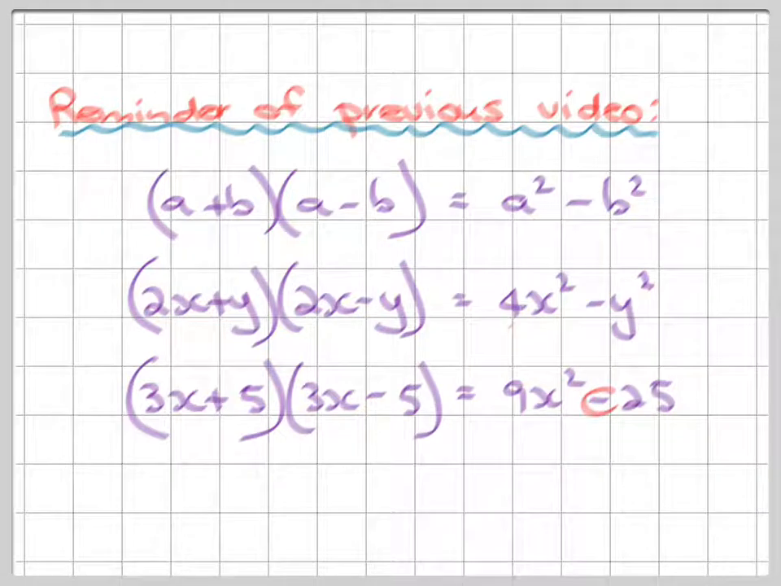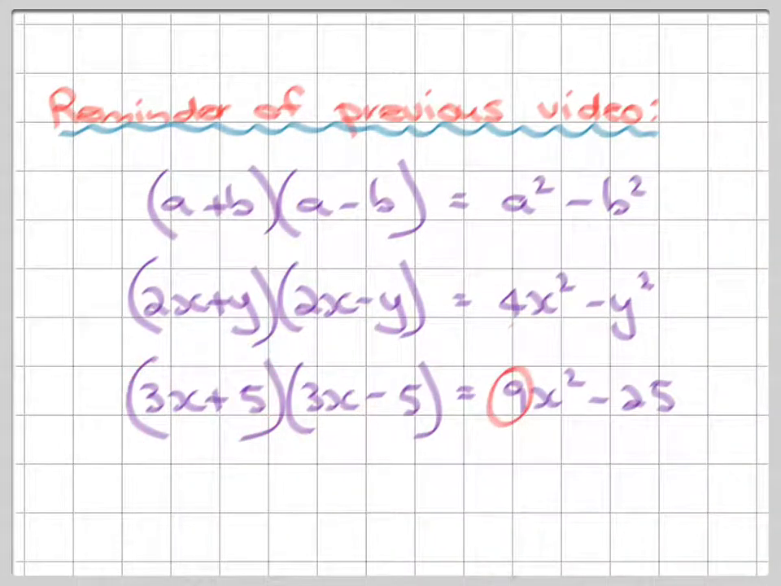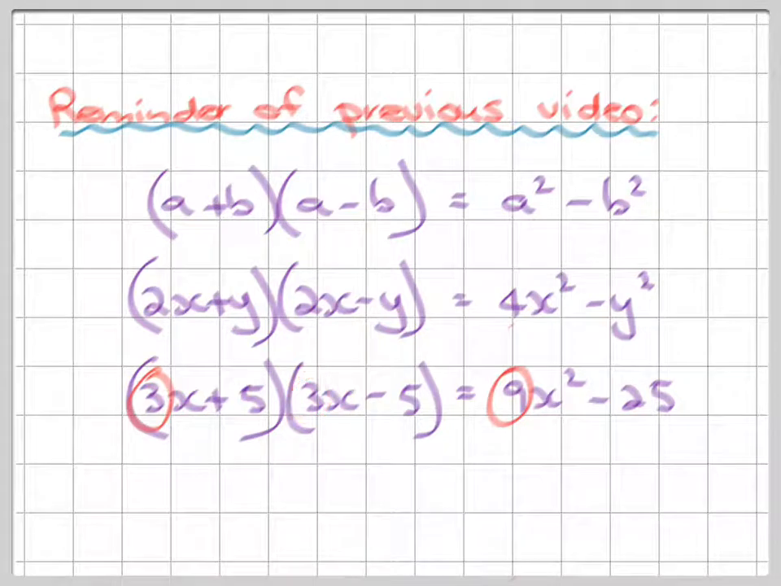Here's another difference of squares. 9 is a square, it's the square of 3. And 25 is the square of 5. So we're going to do a plus and a minus factorization. 3x plus 5 and 3x minus 5. Because 3 is the square root of 9, x is the square root of x squared, and 5 is the square root of 25. So we write them as the plus and the minus in the brackets, the difference of squares.